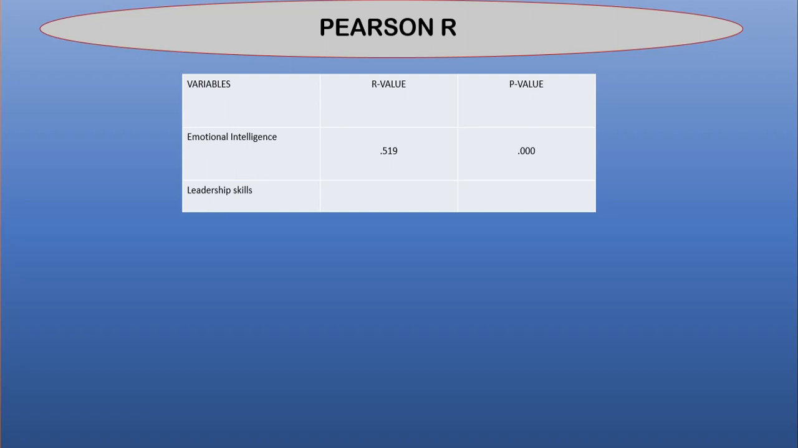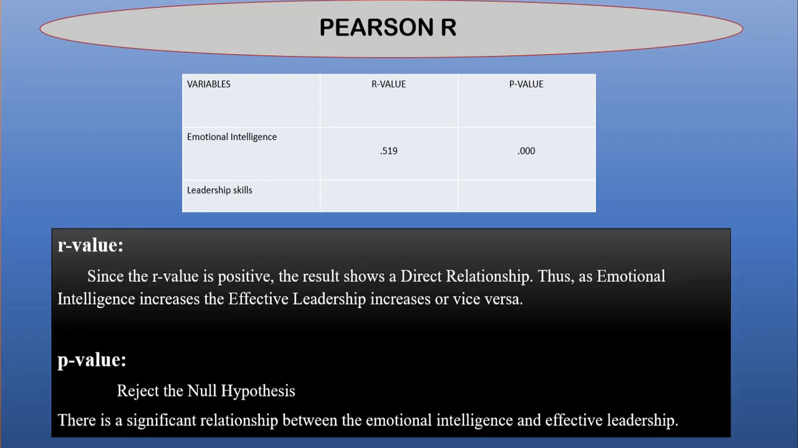There are the R value and the P value. Since the R value is positive, the results show a direct or positive relationship between the two variables, which are emotional intelligence and effective leadership. This means that as one variable increases, the other also increases, and vice versa.